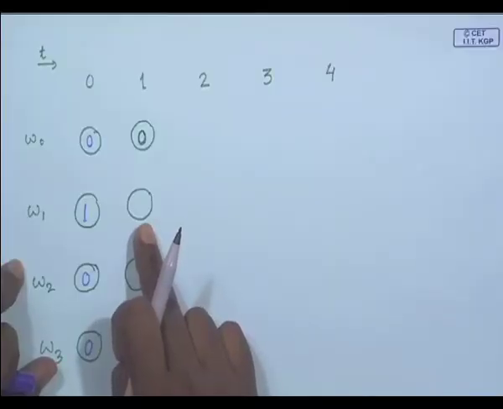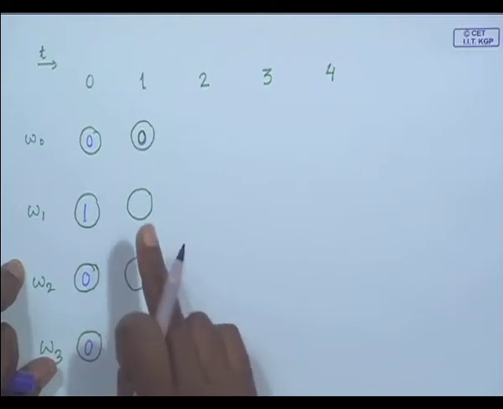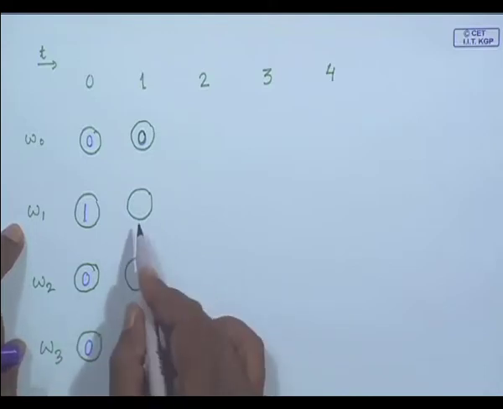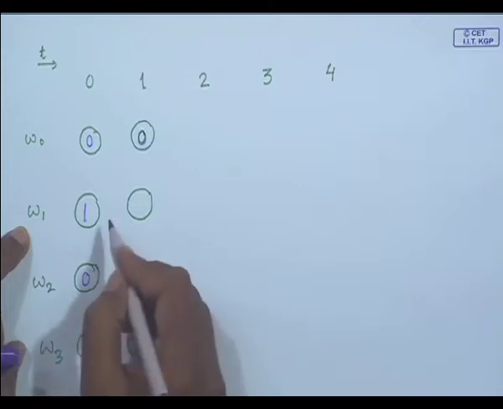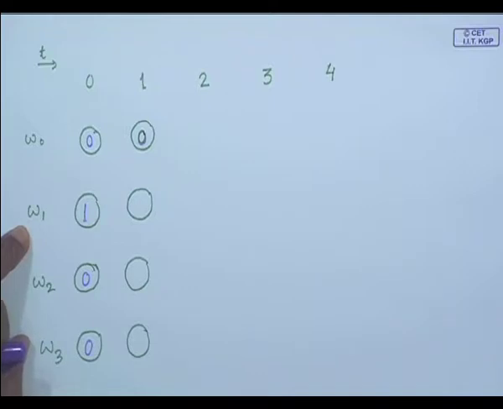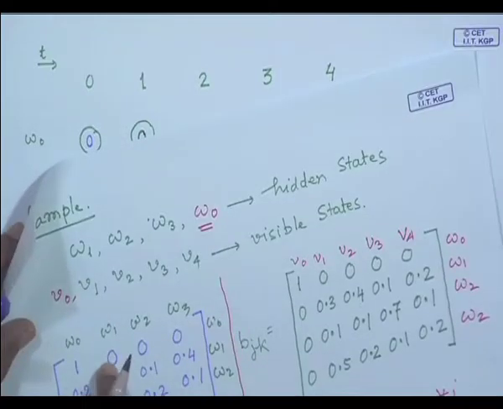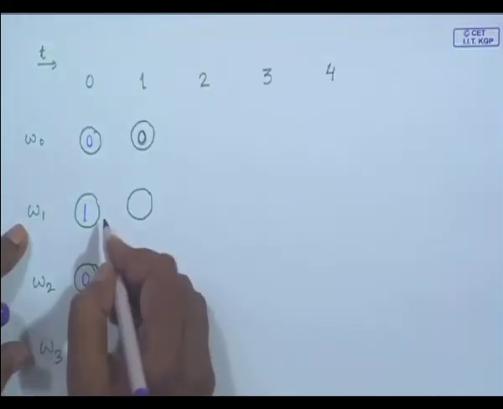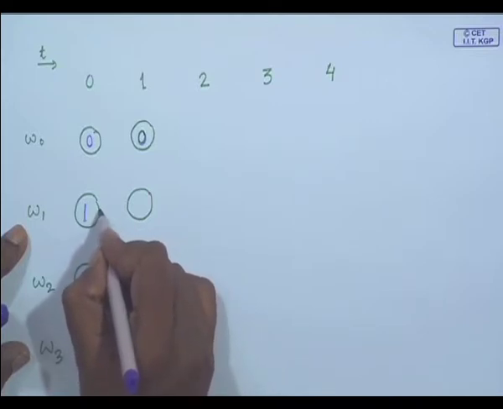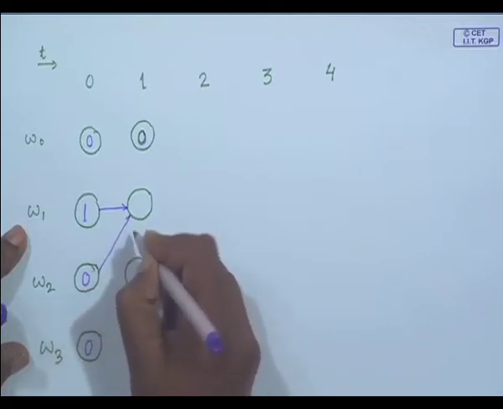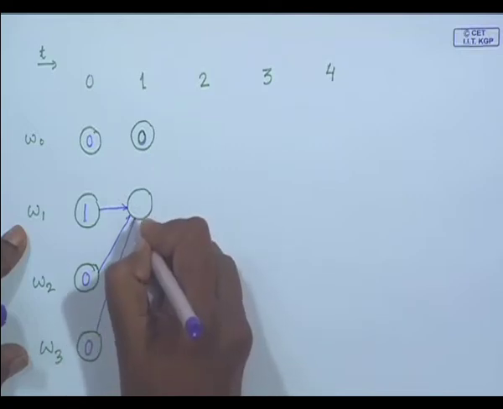Then let us come to this omega 1. You find that I have various ways in which I can have a transition to state omega 1. From omega 0, I cannot have a transition, because this transition probability omega 0 to omega 1 is equal to 0. So, I cannot have a transition to state omega 1 from omega 0. I can have a transition from omega 1 to omega 1, I can have a transition from omega 2 to omega 1, and I can have a transition from omega 3 to omega 1.